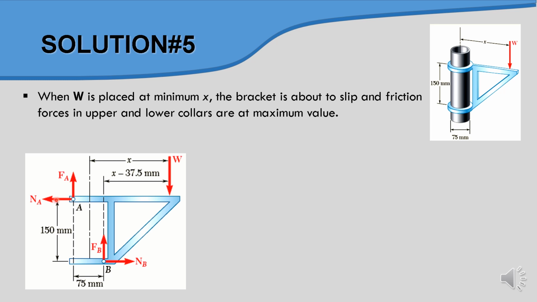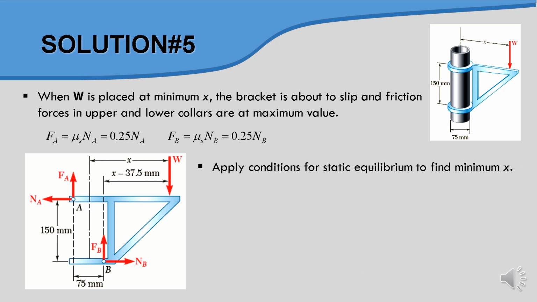We have the normal force NA and FA here. Because this bracket will start to move downward, FA is a friction force. And then we have FB and NB. For FA, we can apply the formula of frictional force, mu S times NA. Given mu S is 0.25, we have 0.25 NA. And also for FB, we have 0.25 NB.